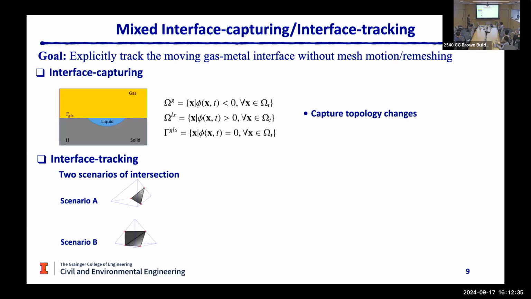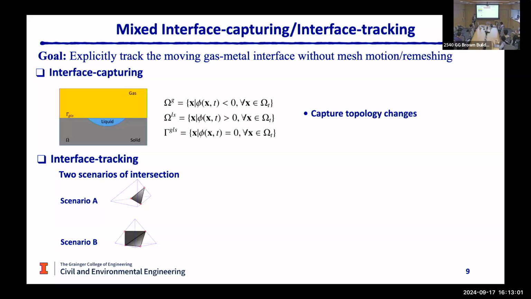At first glance, you may feel that this is very complicated. However, if you stick to unstructured tetrahedral meshes, there are only a few intersection scenarios between a tetrahedral element and the zero level set. In scenario A, you have 3 intersection points, so you can connect those intersection points to form one triangle, right? In scenario B, you have 4 intersection points.